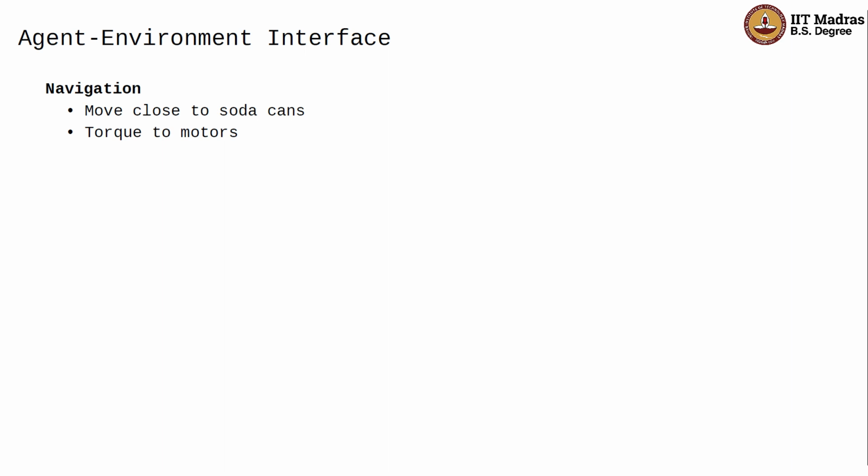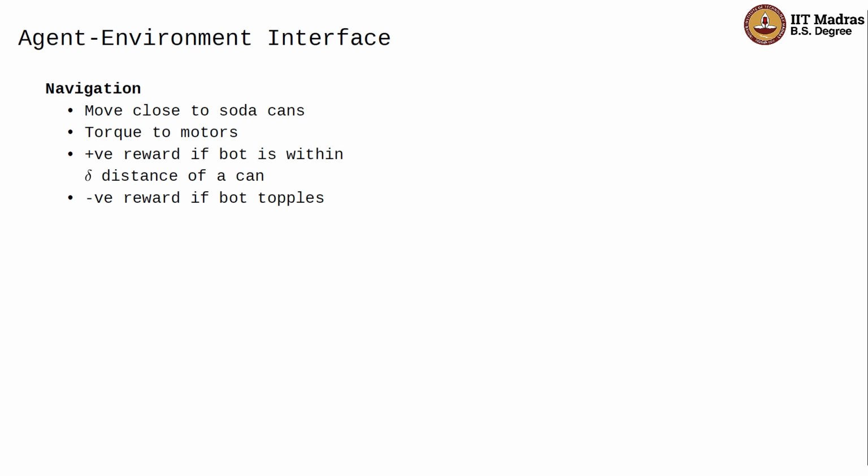Okay, what might be the rewards? You get a positive reward if the robot is within some delta distance of a can. So what is our task? Is to move close enough to a soda can. It doesn't do if you are like 5 meters away from the can. So you have to move within at least say 30 centimeters of it, so that your arm can come down and pick the can. So for that, you need to move close enough to the can. So you get a positive reward if you are able to reach within some delta, where delta is a small number, distance of a can.